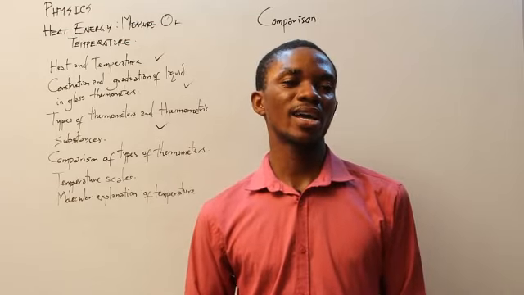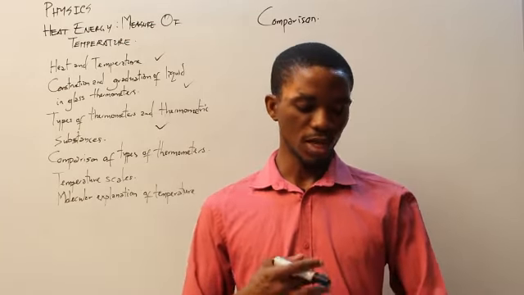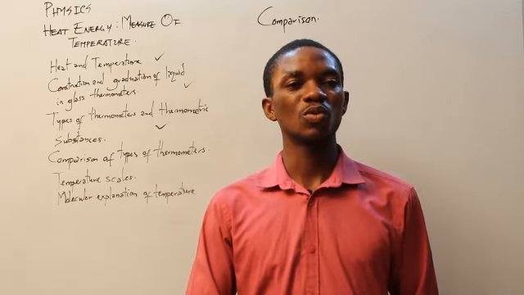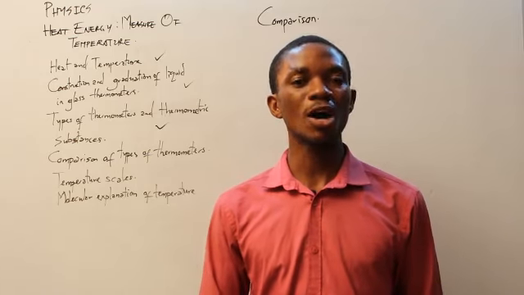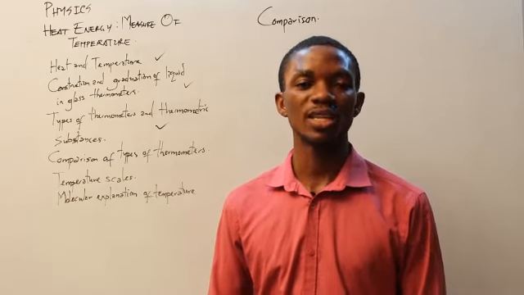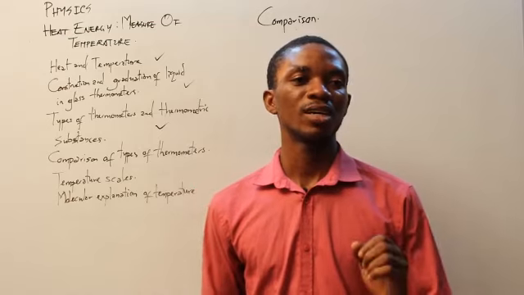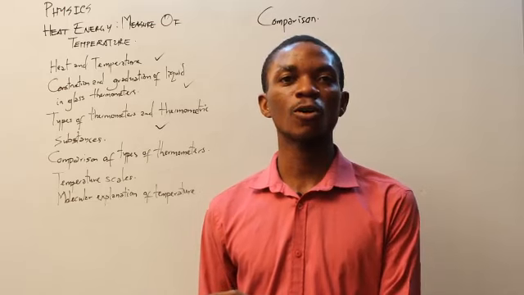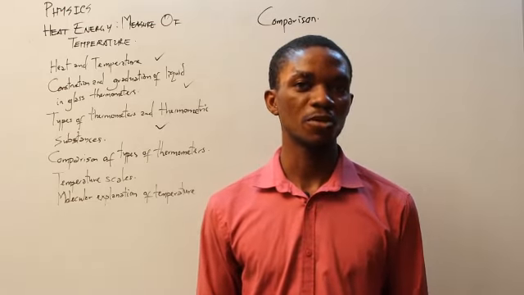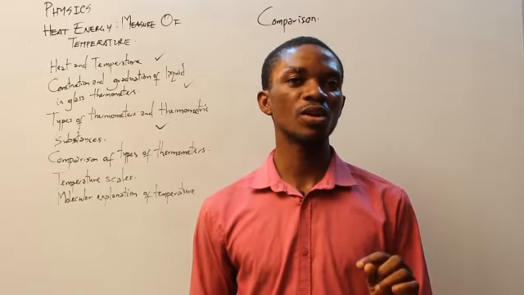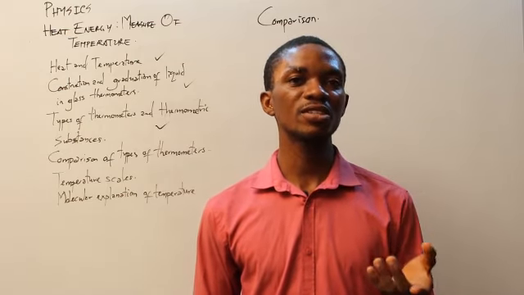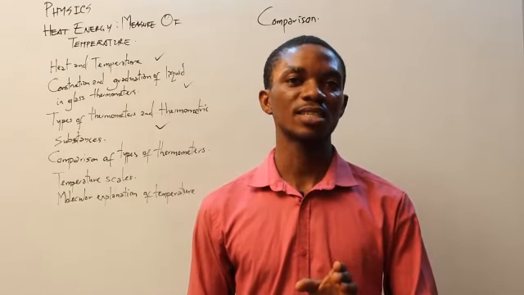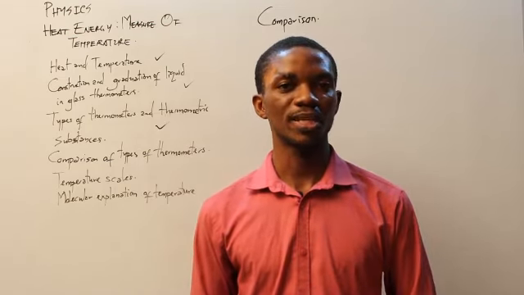Mercury has a lower expansivity compared to alcohol, which means if you want a more accurate measurement, it's better to use the alcohol, because the amount of expansion that will be noted is more obvious in the alcohol compared to the mercury. Mercury will be giving you about 1 millimeter increase, while alcohol would give you as much as 6 millimeters respectively.